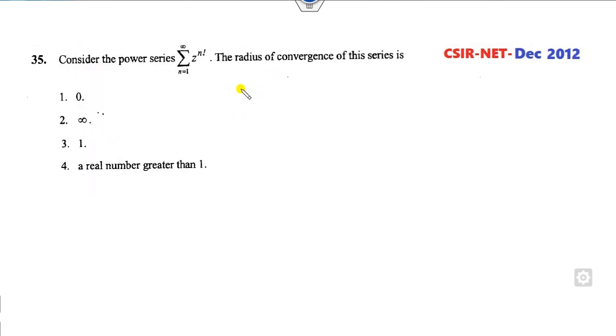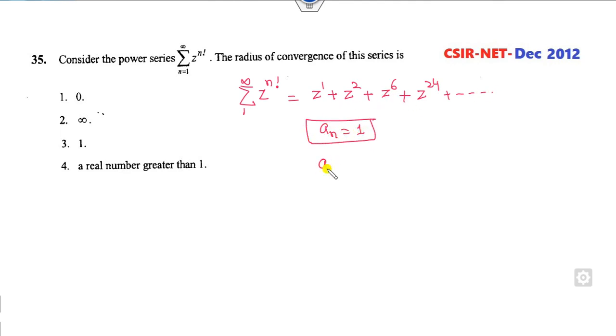Again, you have to find the radius of convergence. So what is that? If I open the value of n factorial for n from 1 to infinity, it is 1, 2 factorial is 2, 3 factorial is 6, 4 factorial is 24, that is a polynomial. So what is my an? 1 in each case. So what is an plus 1 over an? Again 1. So the radius of convergence is 1, which is the right answer.